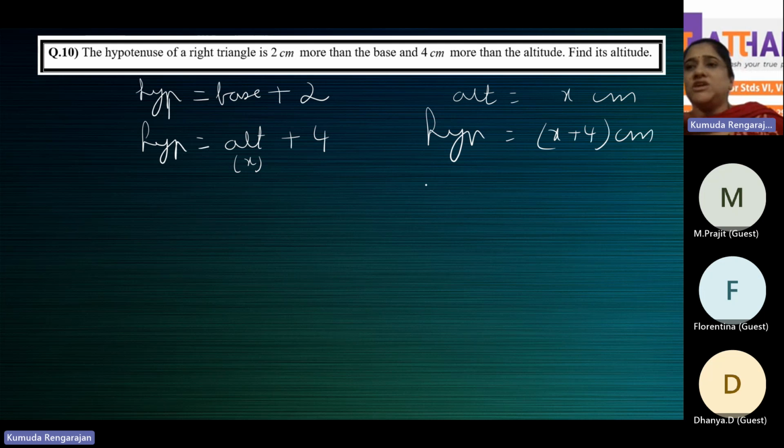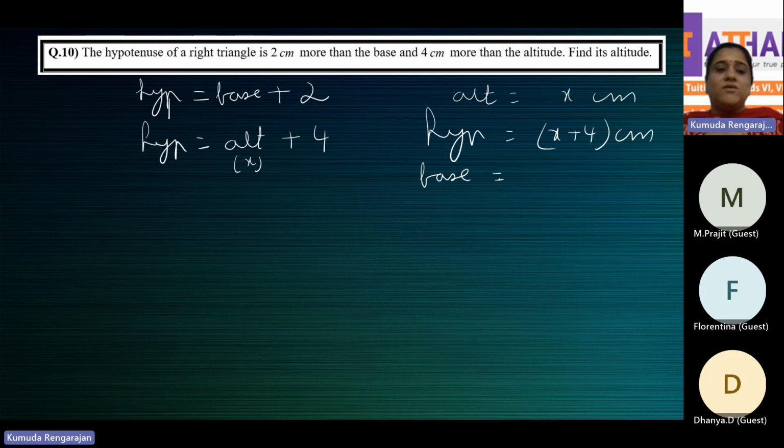Then what are the 3 characters here? Base, altitude, hypotenuse. These are the 3 characters. And for all these 3 characters, you will have to give an expression in x. Everybody should be something in x: x plus 4, x minus 2, something in x. Altitude is x. Hypotenuse is x plus 4.